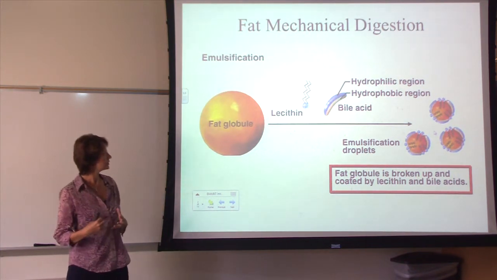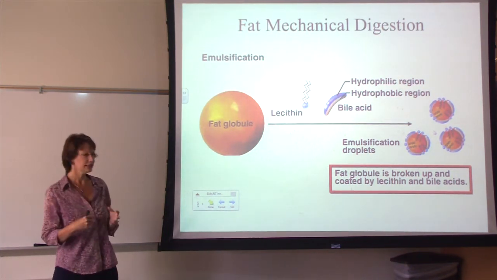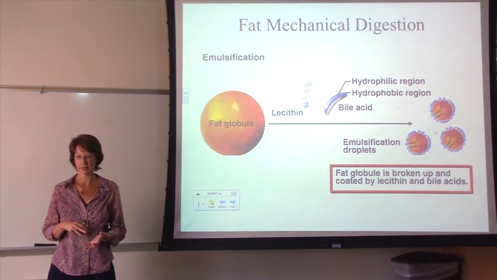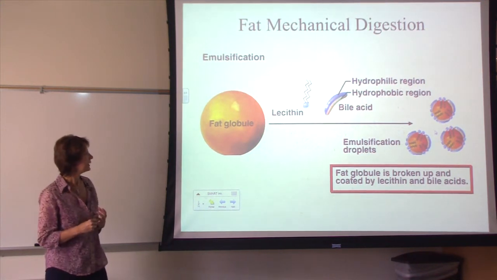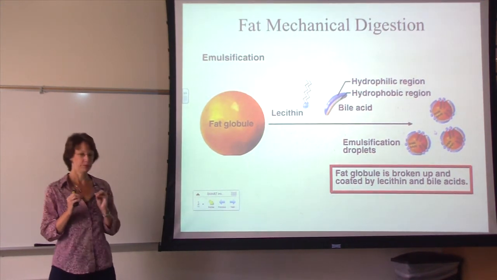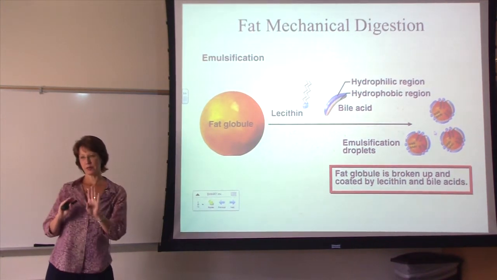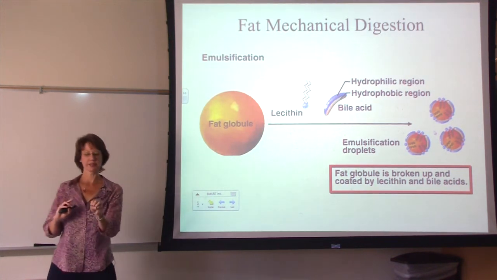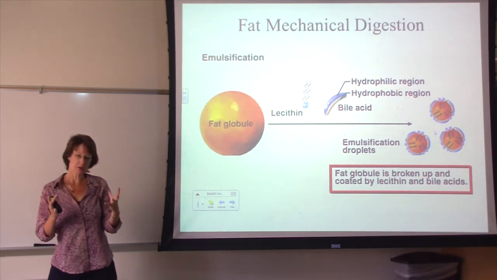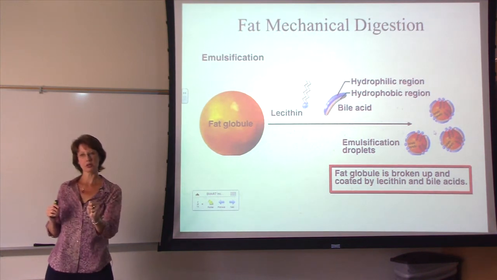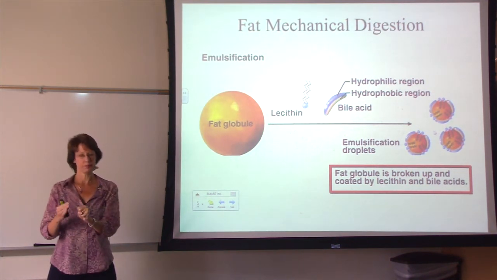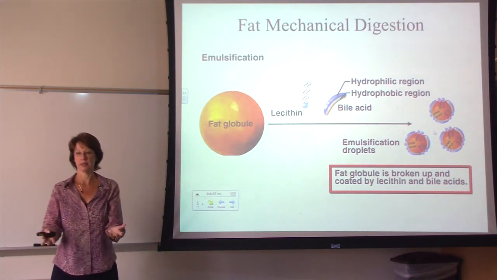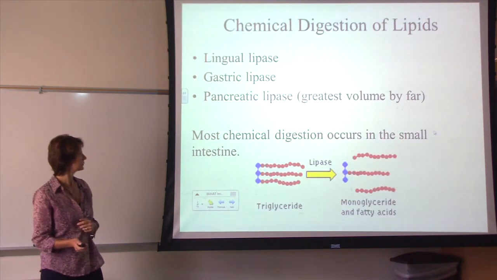They travel into the small intestine, and in the small intestine, bile is released from the gallbladder, having been made in the liver, and that bile has different parts that are hydrophobic and hydrophilic. So what the bile does is actually surround little bits of fat and allow those big globules of fat to be broken down into small little droplets that are surrounded by a bile coating that allows them to be more soluble in the aqueous fluid that they're present in.